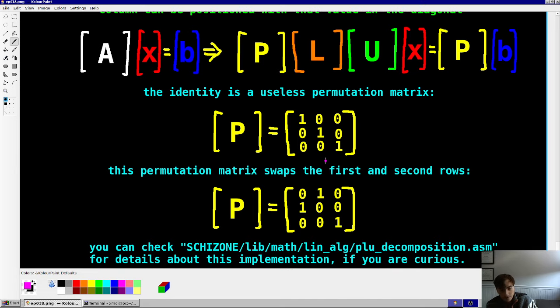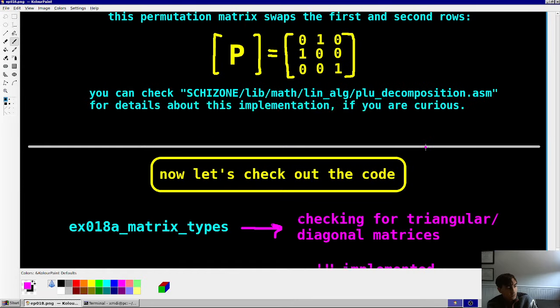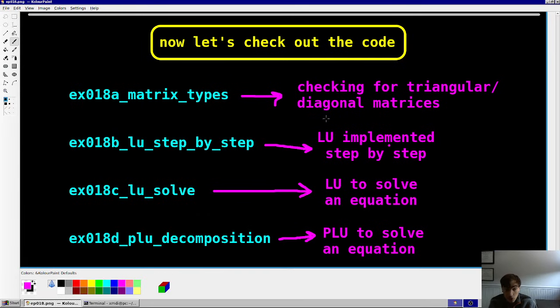I'm not going to go into it too much in this video. If you're curious, you can check the PLU decomposition file in the code base. With that out of the way, we'll talk about the actual code. And I won't go into too much detail with the code because it's just a bunch of assembly stuff, but I'll talk about how we're going to use these functions to solve important problems.